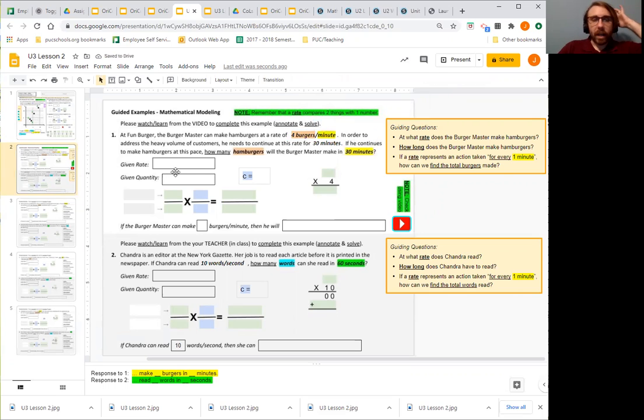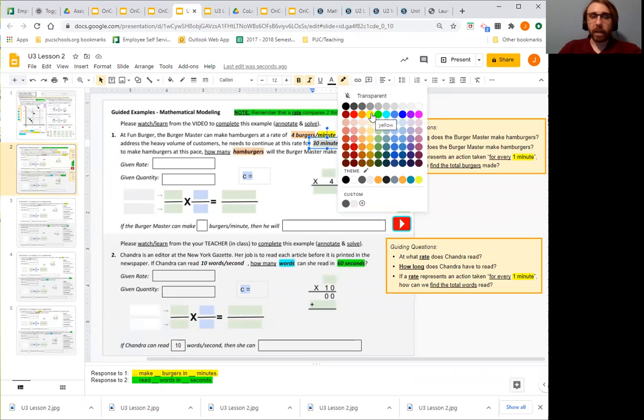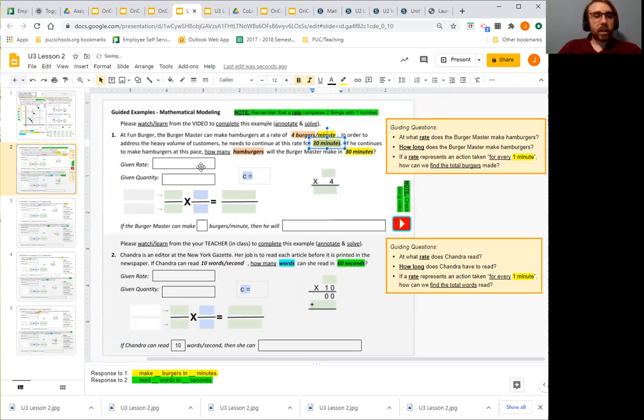In order to address the heavy volume of customers, the burger master needs to continue at this rate of 4 burgers per minute for 30 minutes. So I'm going to highlight that also with the yellow for minutes. If he continues to make hamburgers at this pace, which is just another word for rate, how many hamburgers will the burger master make in the 30 minutes?